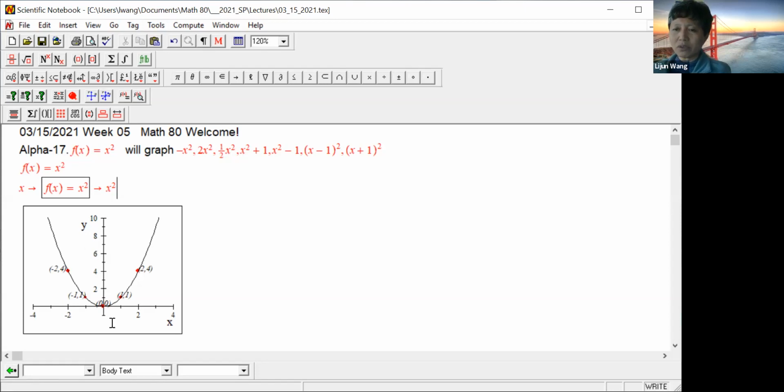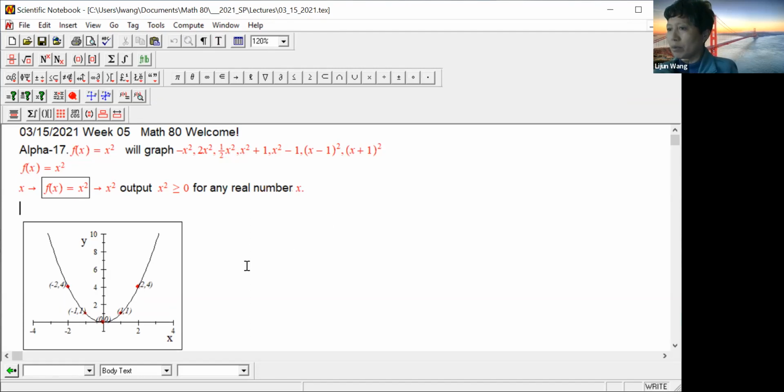Right? We plotted the points before. So this is the output. And we understand this output is greater than or equal to 0 for any real number x. And that pretty much is speaking about the domain and range for this very specific function, right? And at the time we plotted the points, right?